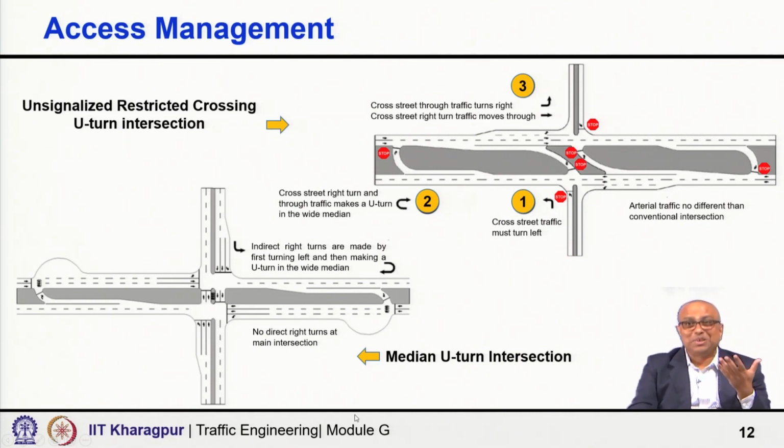Here is one example slide I have taken, showing two arrangements. One is here, where arterial traffic is no different than at the conventional intersection, that is fine. But what we are trying to say is that we are not allowing right turns directly from these minor intersections, and also not allowing the cross traffic. So, cross street traffic must actually take a left. Even if a vehicle is approaching and wants to go across, we are not allowing the vehicle to cross directly. Take a left turn. Then at this location, cross street right turn and through traffic make a U turn in the wide median.